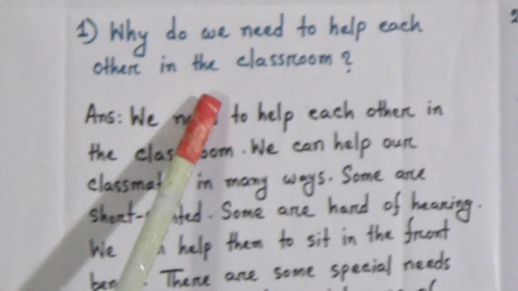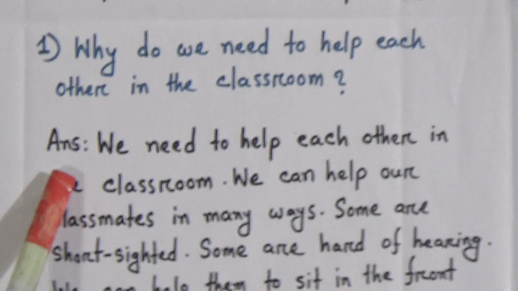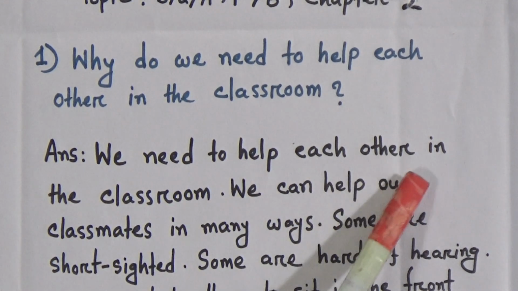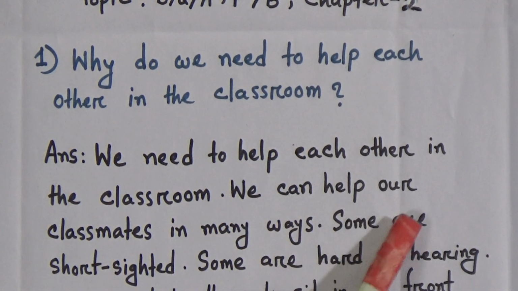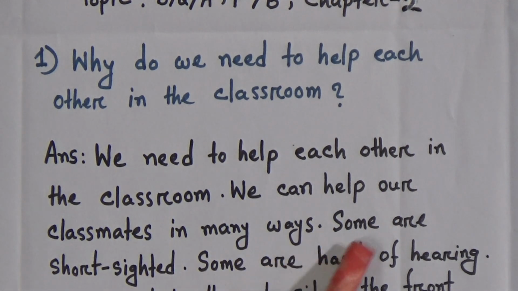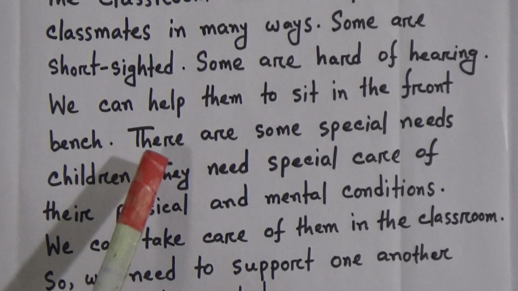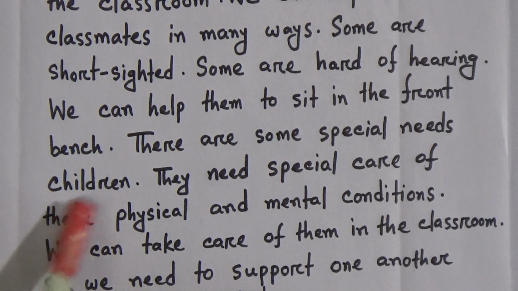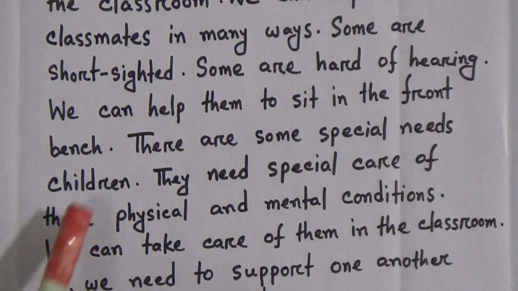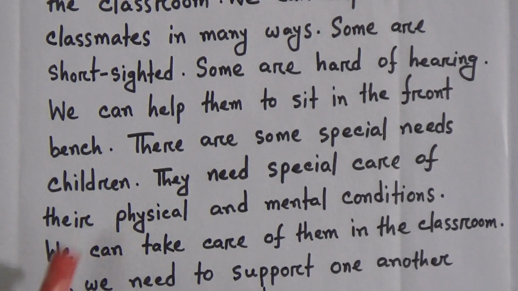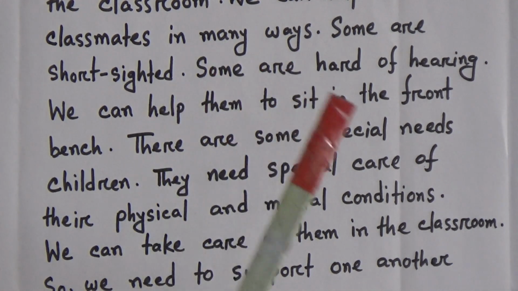Question number 1, why do we need to help each other in the classroom? The answer of this question is we need to help each other in the classroom. We can help our classmates in many ways. Some are short-sighted, some are hard of hearing. We can help them to sit in the front bench. There are some special needs children. They need special care of their physical and mental conditions. We can take care of them in the classroom. So we need to support one another and respect everybody.